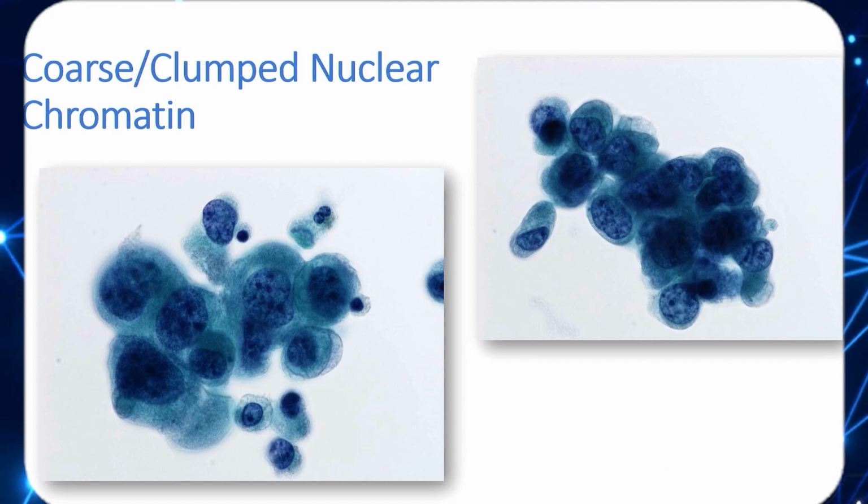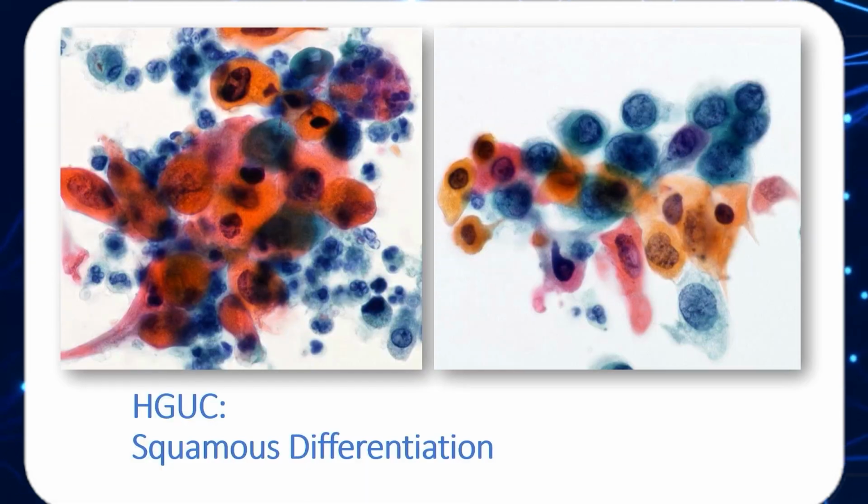And this is what coarse and clumped nuclear chromatin is. So this is your baseline when you are looking at your specimen sample, whether it's ShurePath or ThinPrep or even a cytospin. These should be representative of all these individual features.